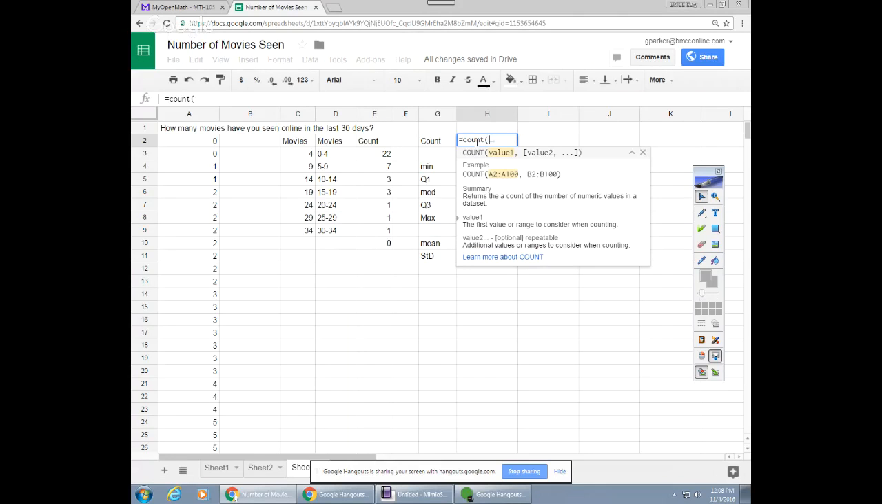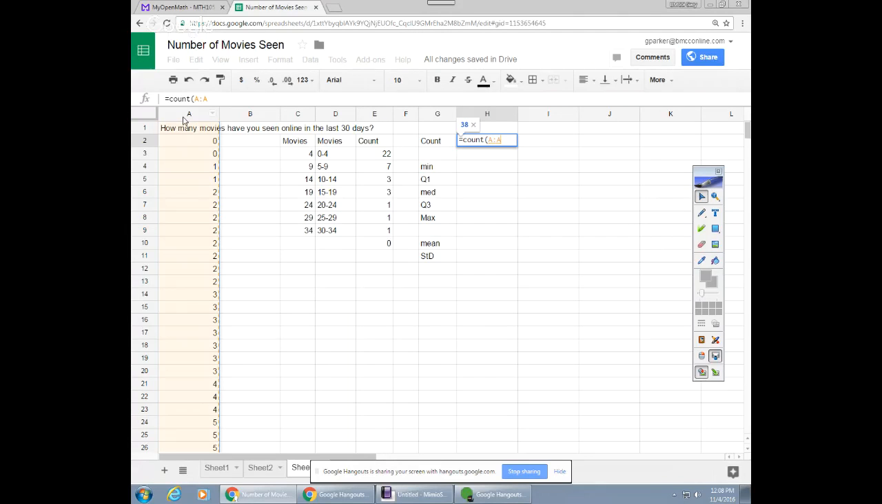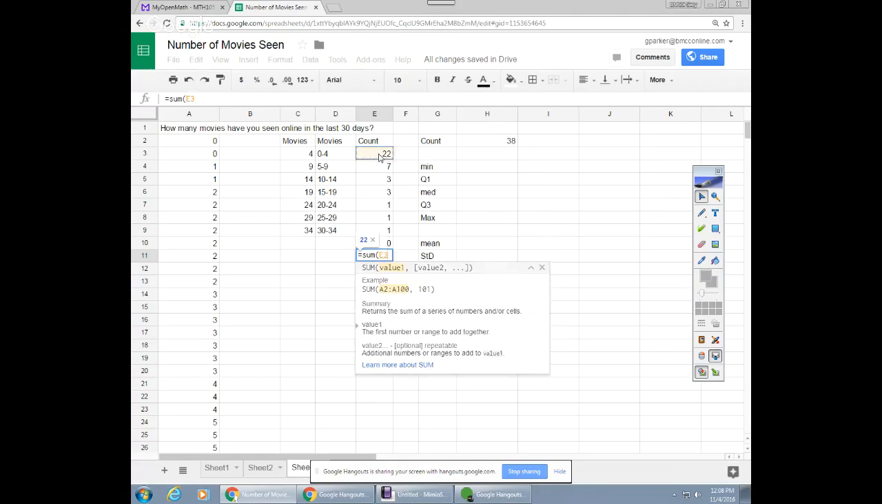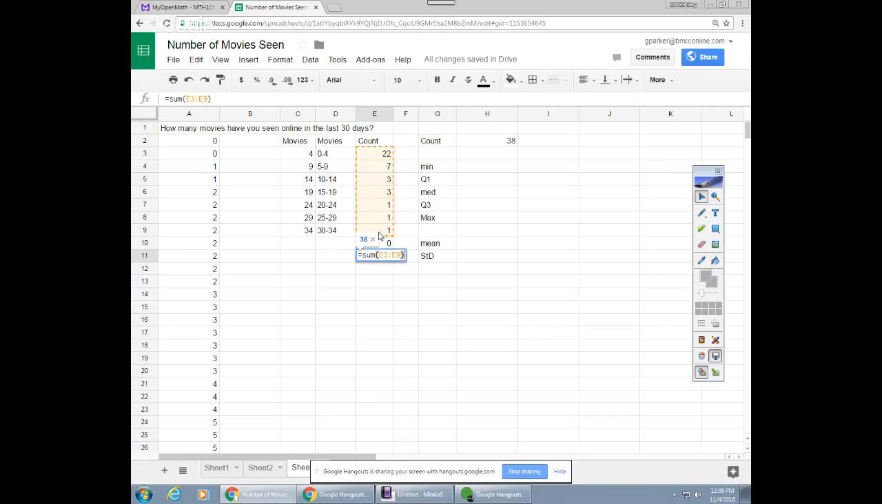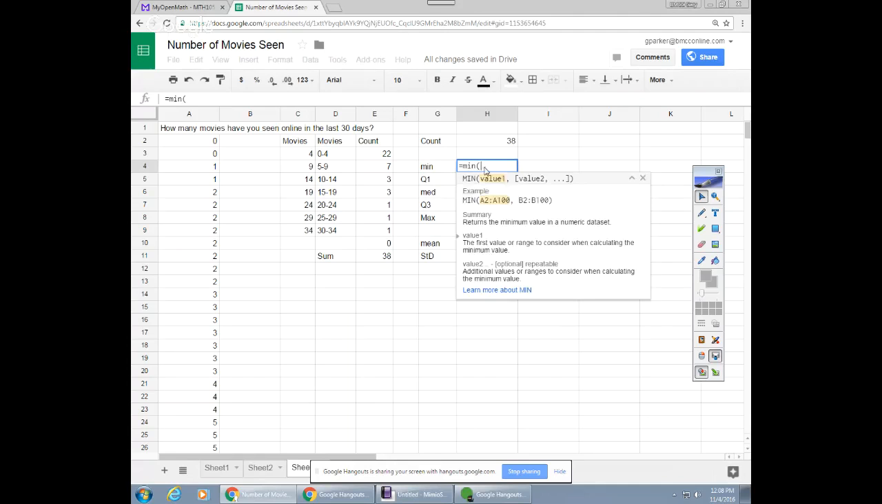So I want my count, and I'm pretty sure I only have movies in there, so it's safe to click on the column. 38, is that what the sum of the counts here is? Just to double check. Okay. And then what's the command for min? Anybody remember? It's just min, yeah, there we go. Or we could use the quartile command, option 0. So I'm going to use min.